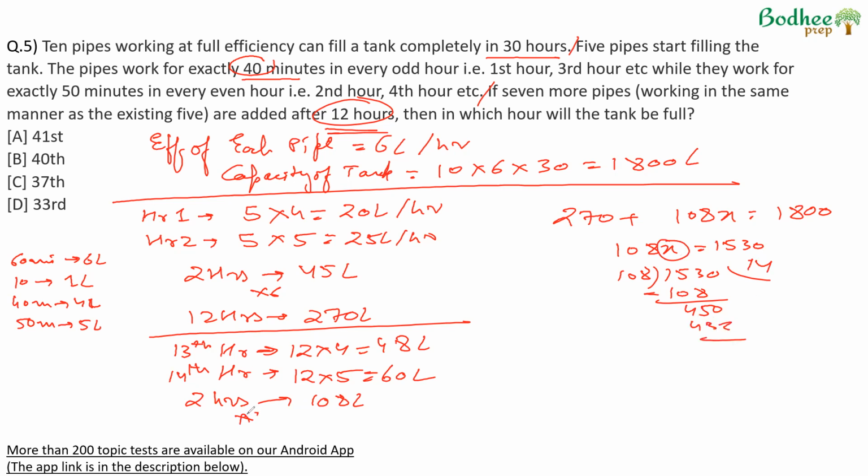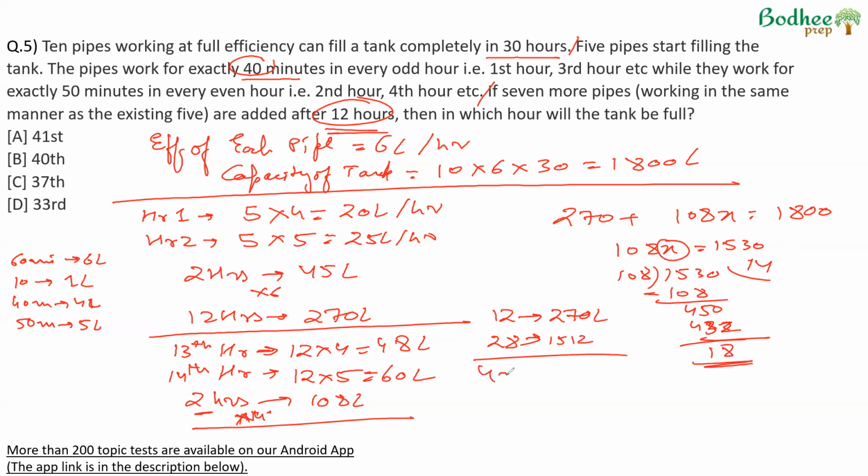So what I'm saying is X can repeat 14 times. If this happens for 14 times, 432, 18 liters will remain. So therefore, in the first 12 hours, 270 liters gets filled. In the next 28 hours, this cycle being repeated 14 times, the amount of water that gets filled is 108 into 14, which comes out to 1512 liters.